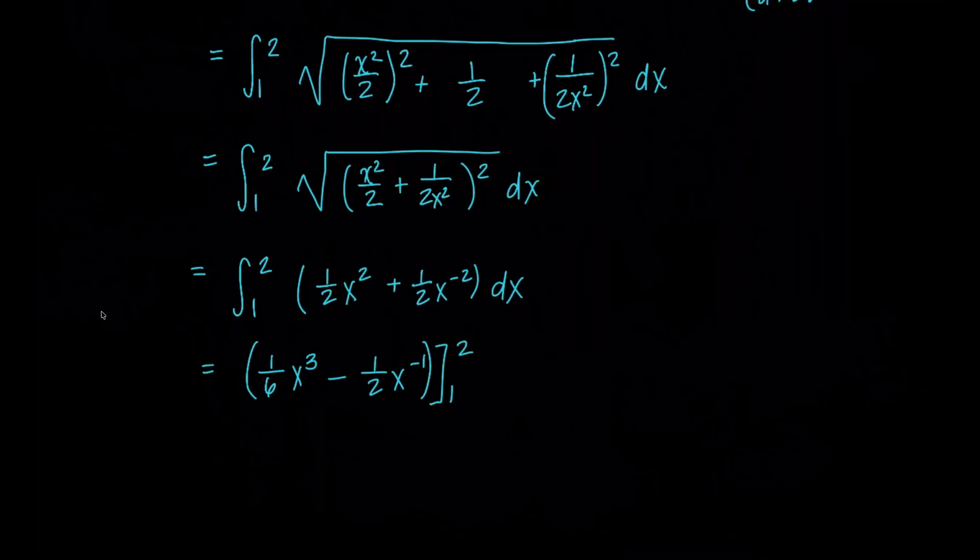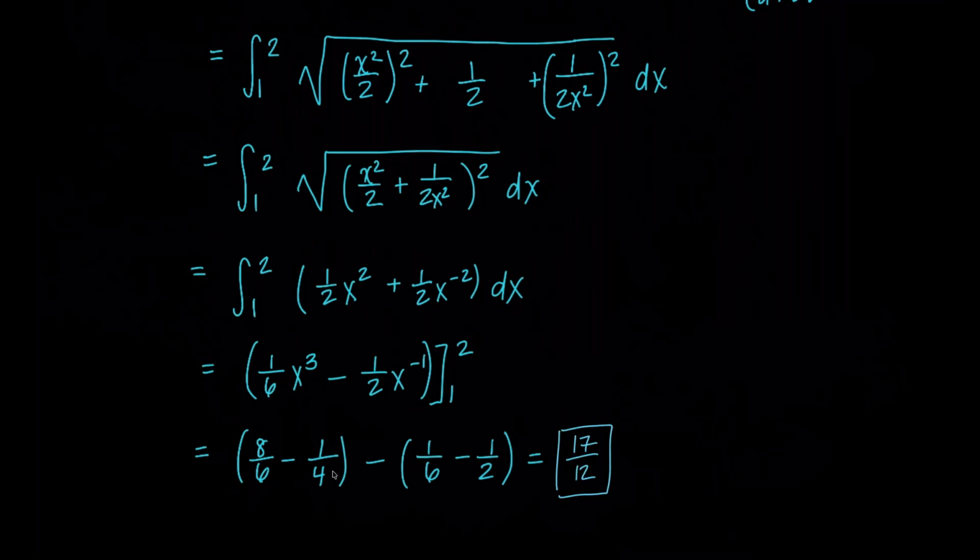And let's go ahead and substitute in 2 into each x. So 2 cubed is 8. So I have 8/6 minus 1 over 4. Where's that coming from? If I plug 2 in here, since there's a negative exponent, it drops to the bottom. This is 1 over 2x, so 1 over 4. And then we're going to have minus, if I plug in 1 into each x now, I just have 1/6 minus 1/2. And I'm going to skip the arithmetic and say that the answer here is just 17 over 12.